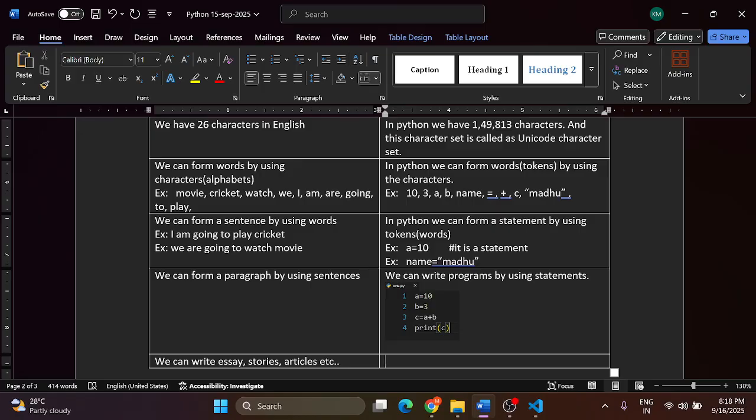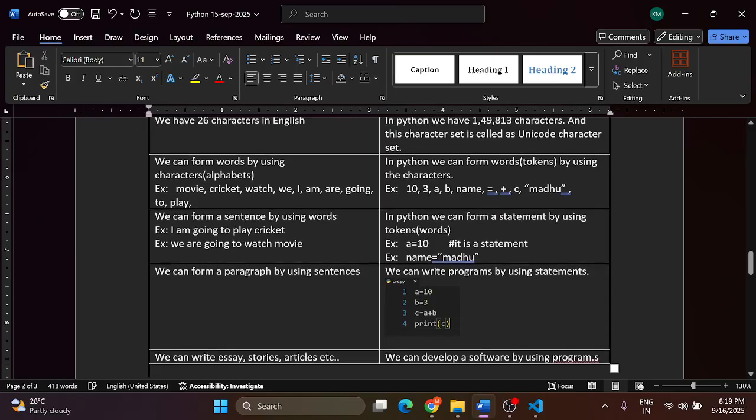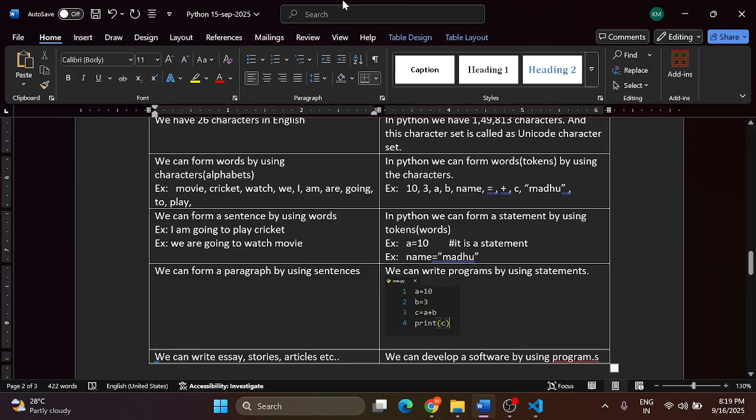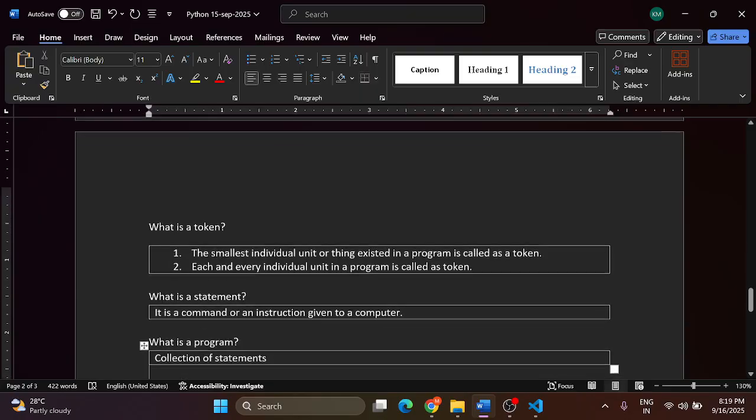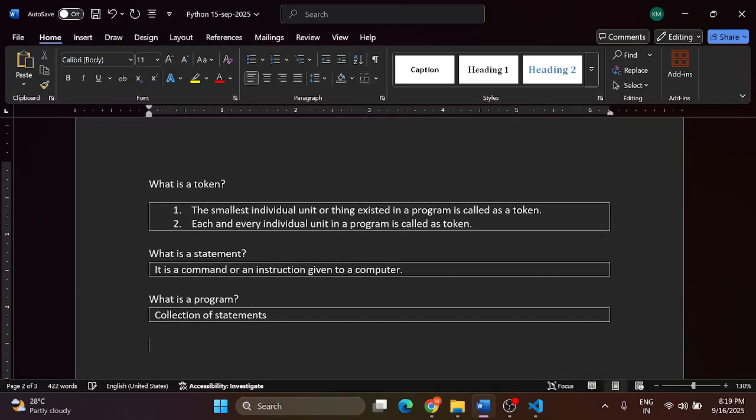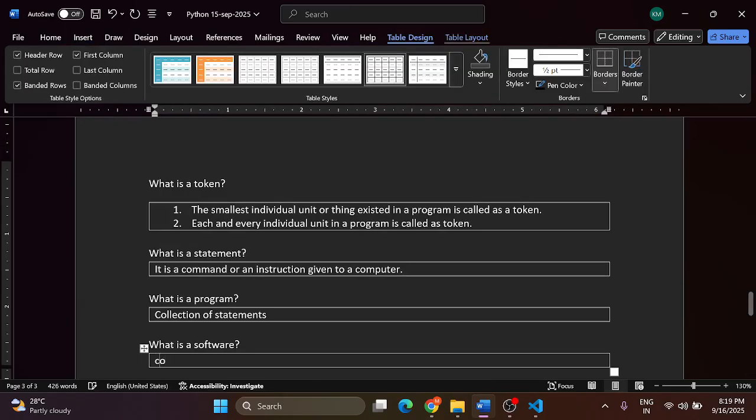By using programs, what can we form in Python, in a programming language? Software. Yes, we can develop software by using programs. Who said this answer? Anil sir. Thank you. Very good. So what is software? Collection of programs. That's it. Enough.